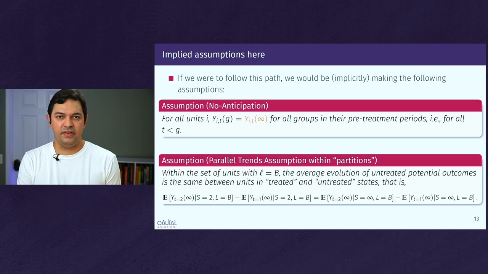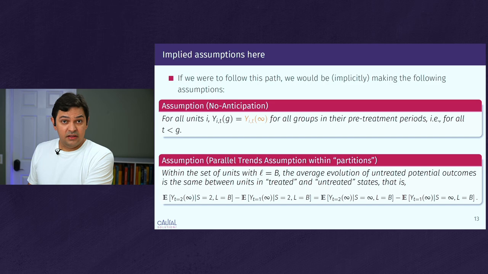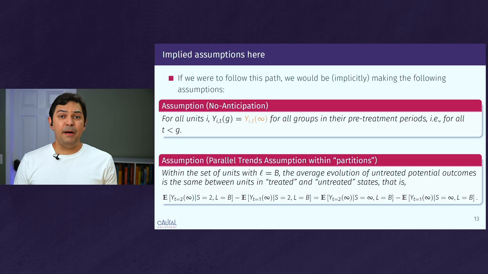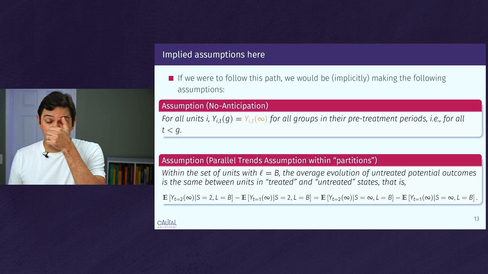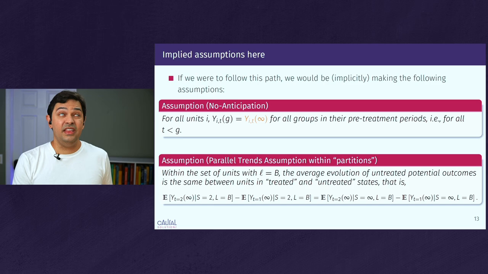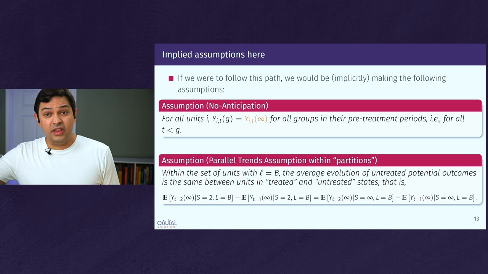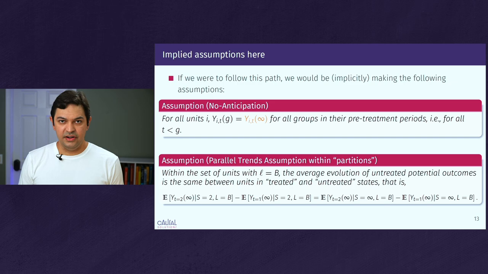What about the type of parallel trends assumption we are making over here? In this case, we are dropping data from partition A. So what I'm doing here is making a parallel trends assumption within partition L equals B. What does that mean? It means that within units who have this given type of characteristics, within a set of units who have L equals B, the average evolution of untreated potential outcomes is the same between units in treated states and in untreated states.